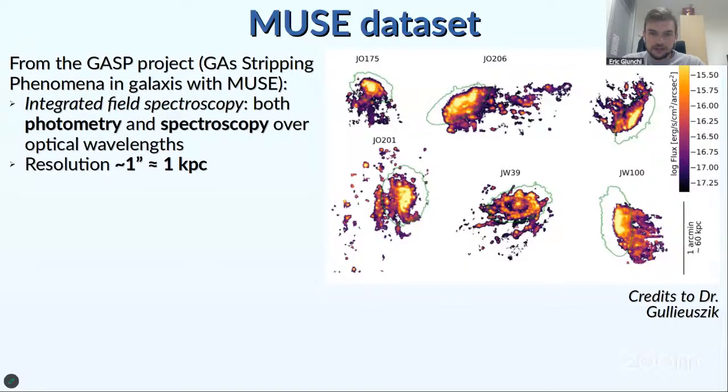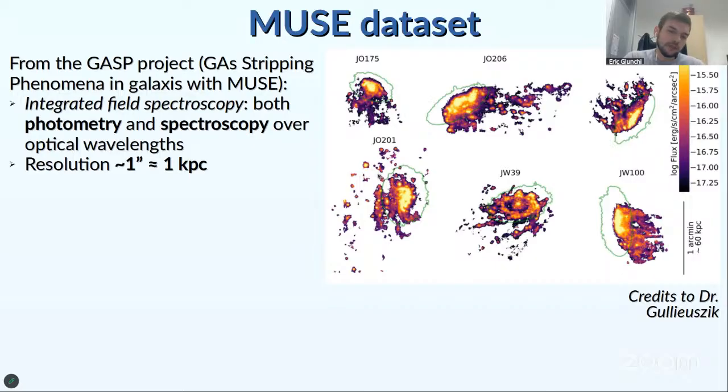So the starting point of the work was the GASP survey that observed with MUSE about 100 jellyfish galaxies. Here you see 6 of them that are the same that will be observed also with HST, as you will see. So MUSE is very powerful because it can operate with the integral field spectroscopy, so it can give us photometry and the spectrum of each pixel, spaxel, at the same time. So we can really have for each spaxel of the image the spectrum. And this is very important to trace the ionized gas and also the stellar component.